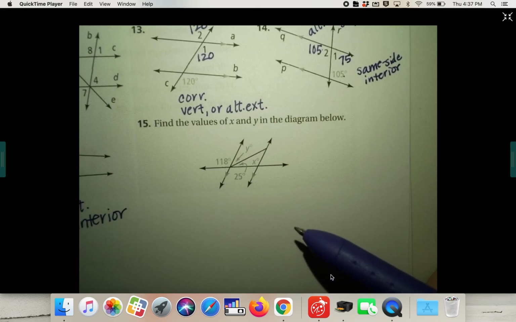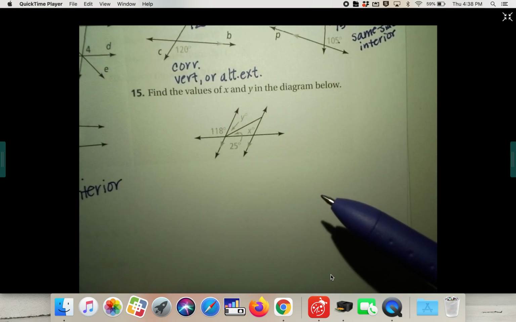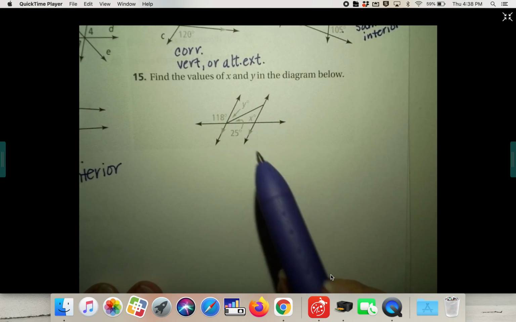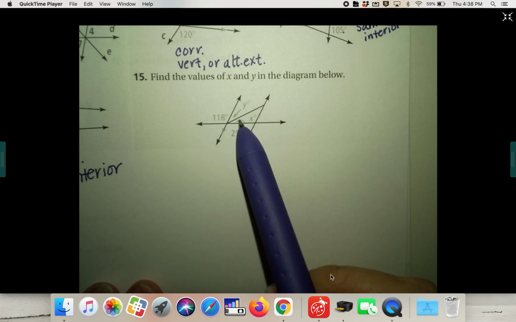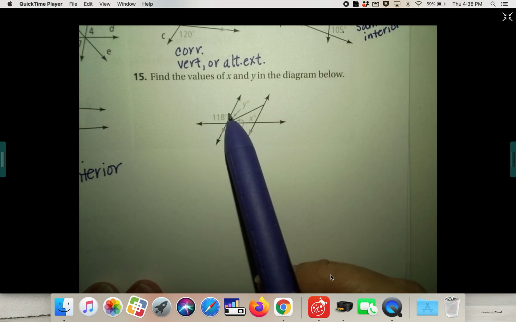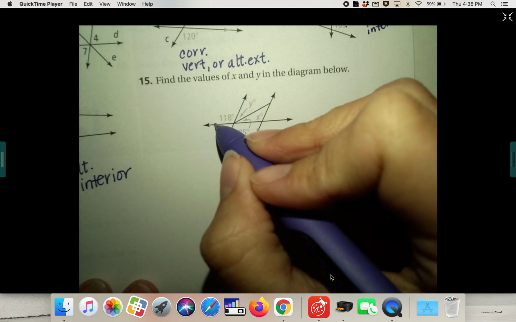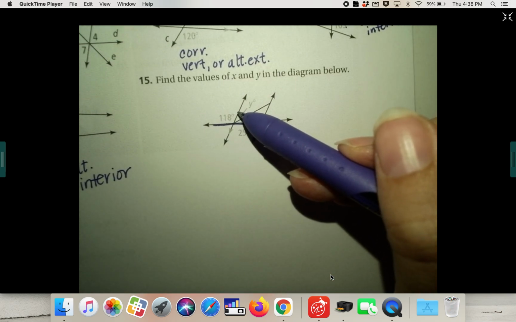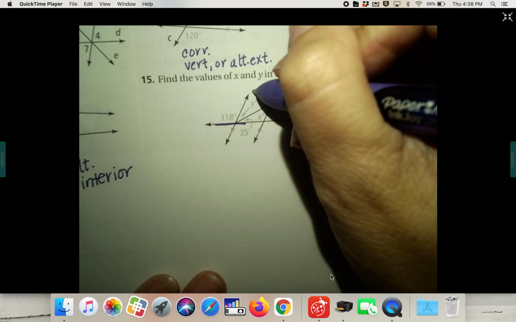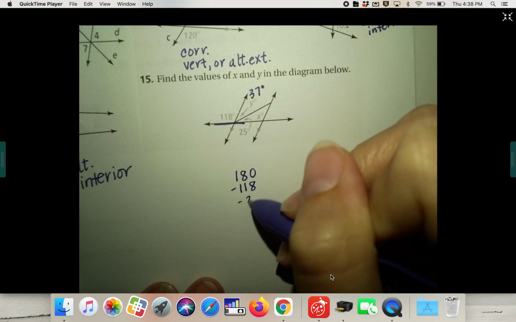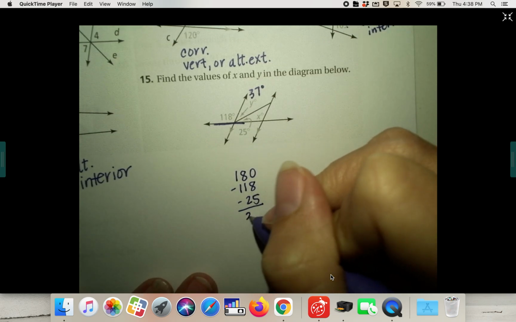Okay, number 15, find the values of x and y. In this, it's kind of hard to see. These were copied really light. So I first did a linear or supplementary pair with 118, y, and 25, because these would all make a straight line and they would add up to 180. So I did 118 plus y plus 25 equals 180, and that gave me for y 37 degrees. So basically I took 180, subtracted 118, subtracted 25, and that gave me 37.